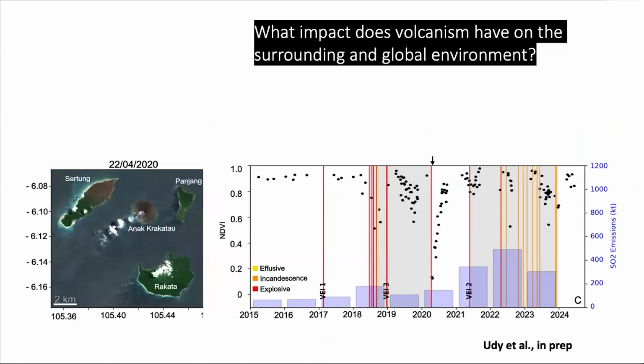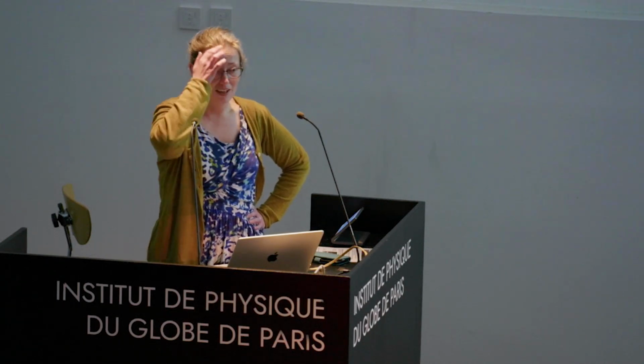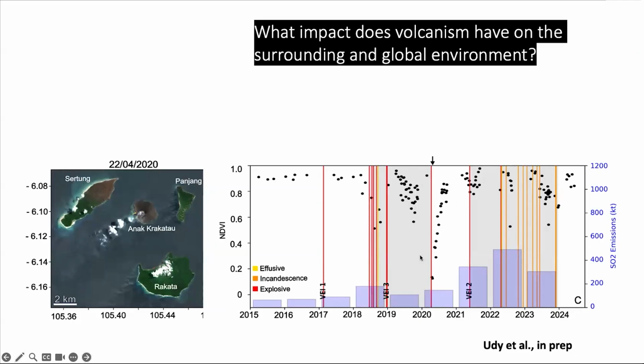I'm showing you this example just for fun because other people have mentioned Krakatoa today, and this is evidence of an impact of SO2 from Krakatoa on one of the surrounding islands. In spite of quite frequent eruptions, the vegetation on the islands around Krakatoa is not routinely affected by activity, except when it's very large. But in this particular case, an SO2 plume with relatively low wind speed touched ground on this island and damaged the vegetation extensively. And you can see that as a drop in the greenness, which recovered relatively quickly.